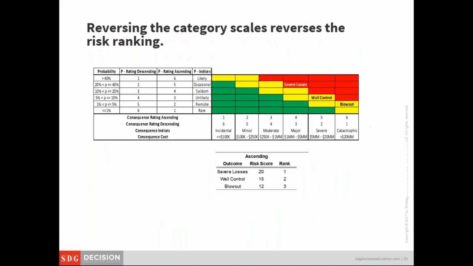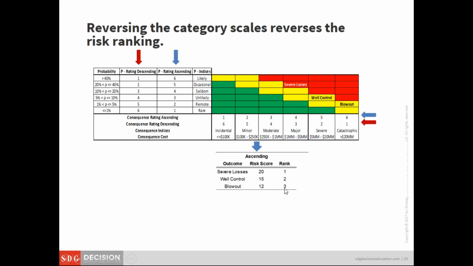The next thing is this arbitrary ranking. Let's go back to this example that I showed before. At first, we counted up from 1 to 6 and 1 to 6. So higher numbers were worse, and we multiplied them. So for severe losses, we multiplied 4 times 5, and we got 20. And then we ranked them based on this risk score. And severe losses was ranked first and blowout lowest.